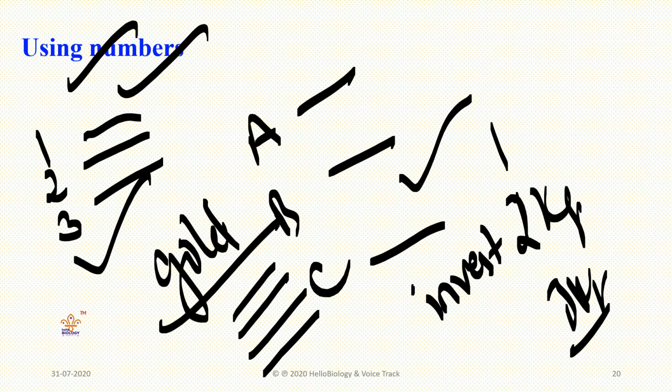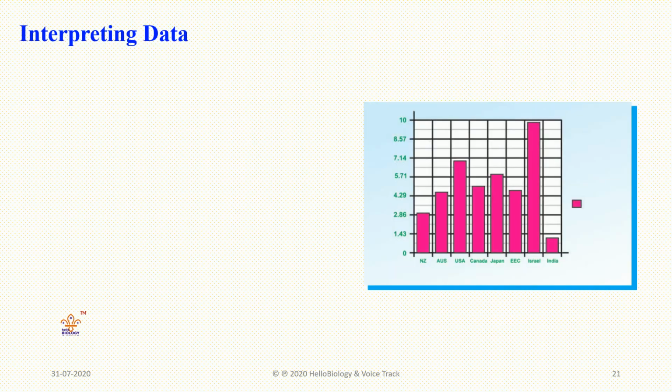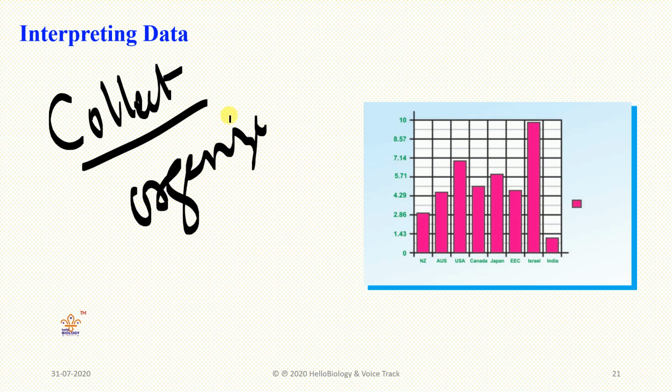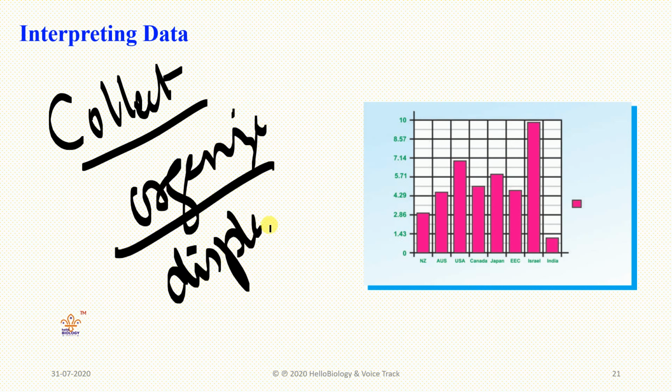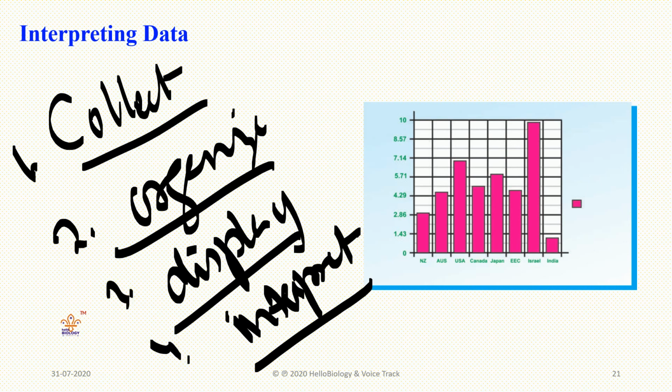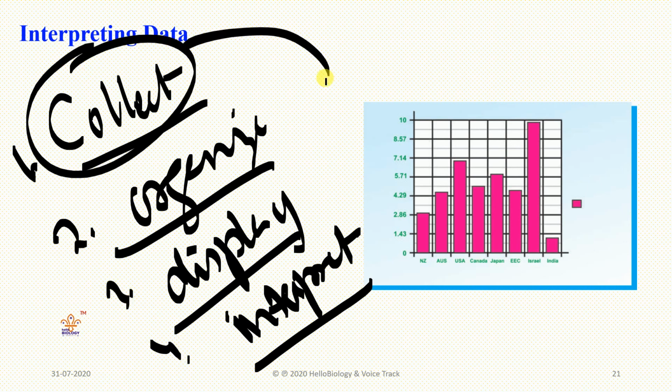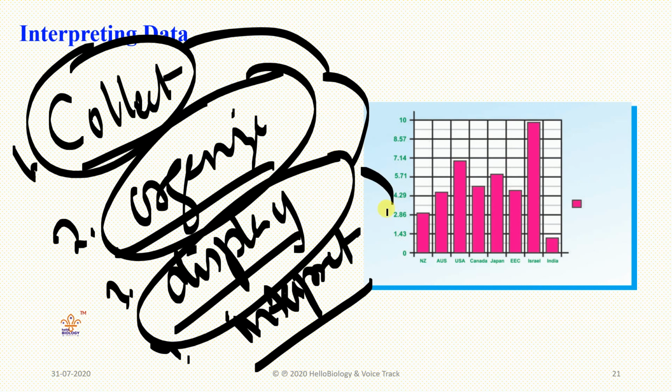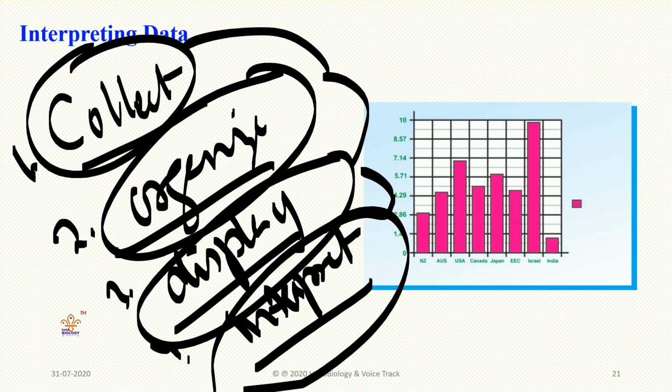And how do they interpret the data? They use the data to collect, to organize, to display, and to interpret. These are the 4 steps, and they will ask about them in your exam: 1, 2, 3, 4. Collect, organize, display, interpret. These are the 4 steps scientists use as they do an investigation. Scientists choose a very easy way to display the data that helps them understand what they have learned.